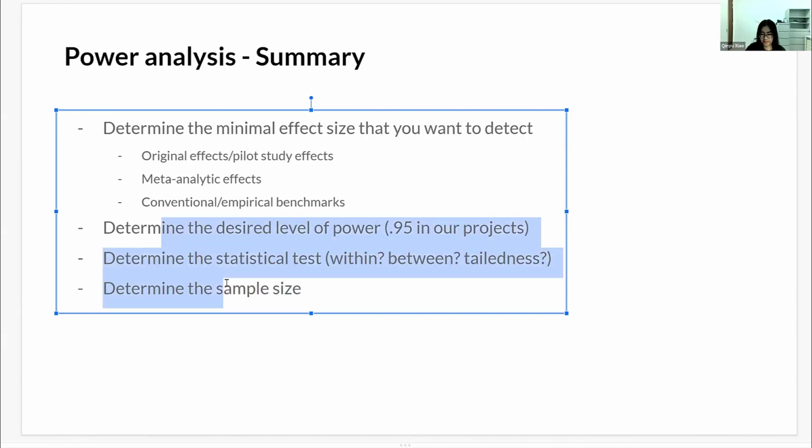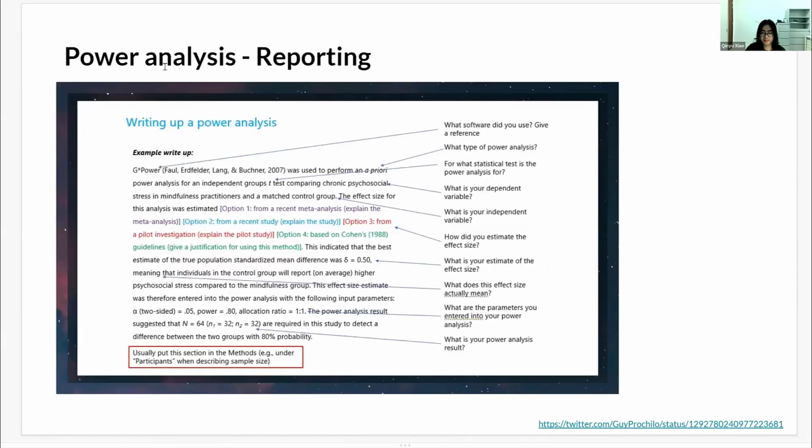And then finally, we calculate the sample size using the tools that I just demonstrated. And then reporting power analysis. This is very important to report the analysis that we did in a comprehensive manner. So first, what tools you used to conduct power analysis. And since it's an a priori power analysis, you have to indicate that it's an a priori. The test that we're doing is an independent samples t-test.